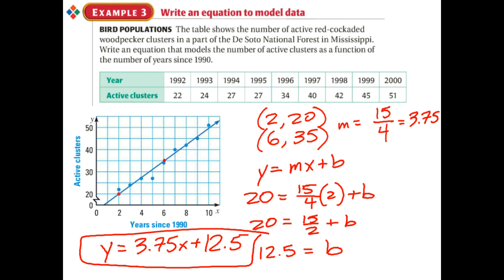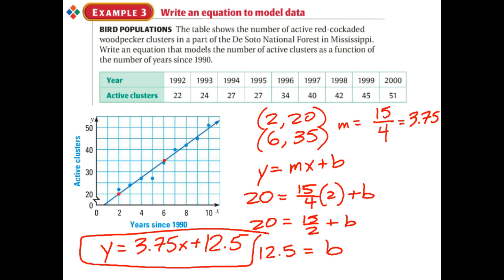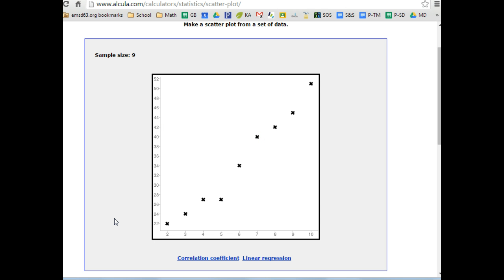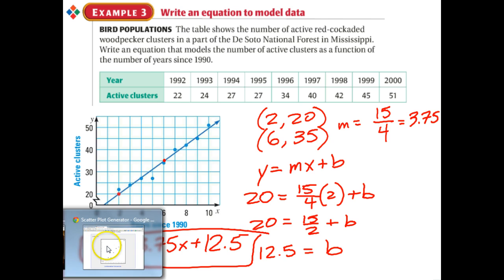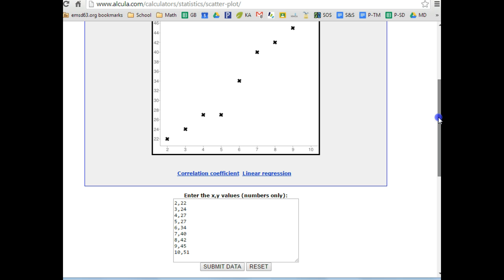So I'm going to go back to these 2 equations, and let's take a look at the different plots here. Okay, so here's the first one. Yes, this is the first one.